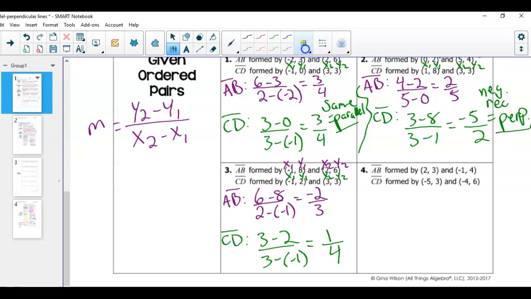So in this case, these slopes are not the same. They're not negative reciprocals. We can't compare these two. So I can say that these are neither.